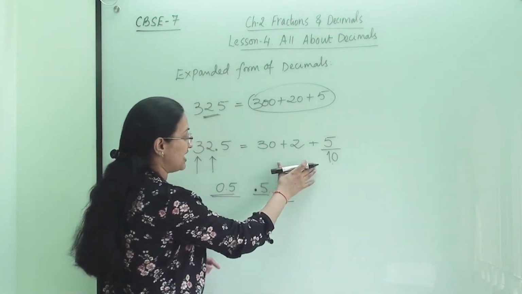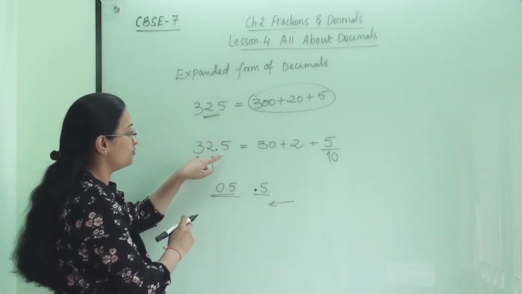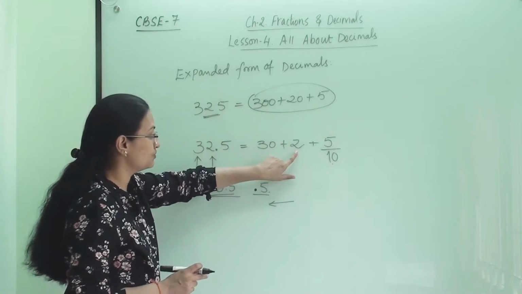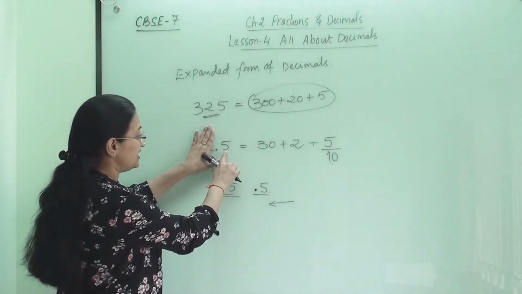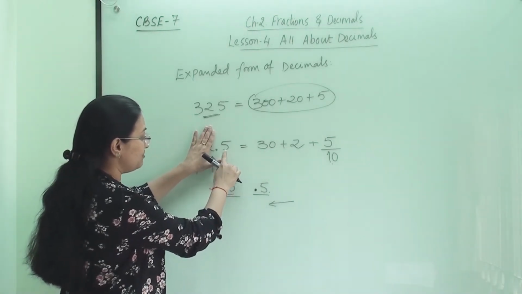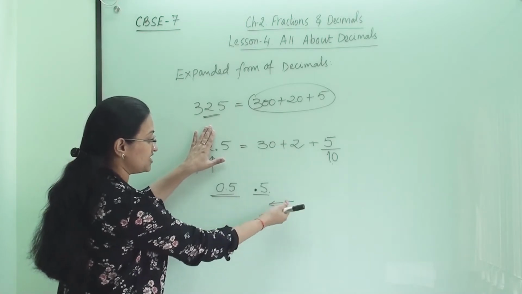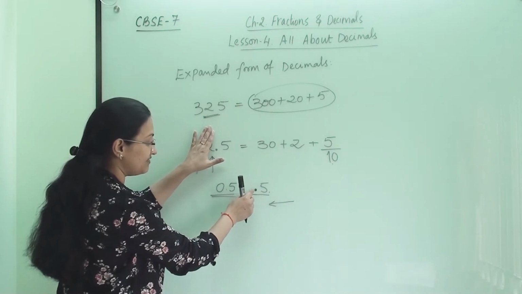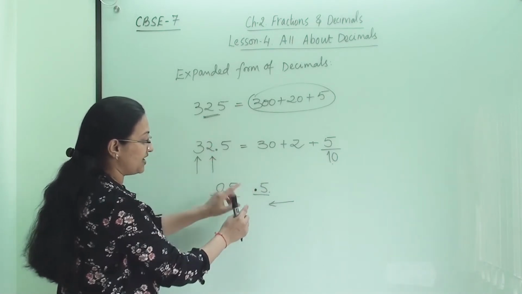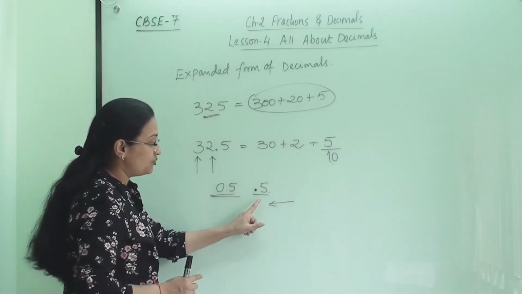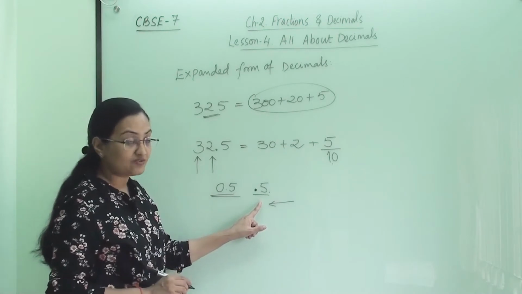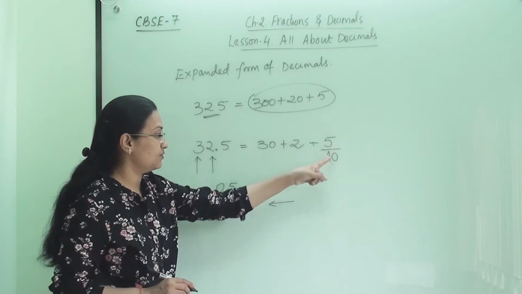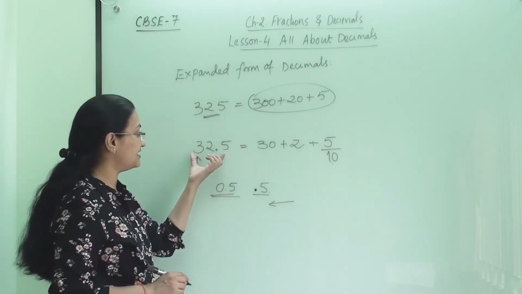So this will be the expanded form of 32.5. 32 we know is 30 and 2. When we check only the number after the decimal, we get 0.5. 0.5 means from the right side we counted only one number and then put the decimal point. That means in 5's denominator, 10 will come. So once we add these, we will get this number.